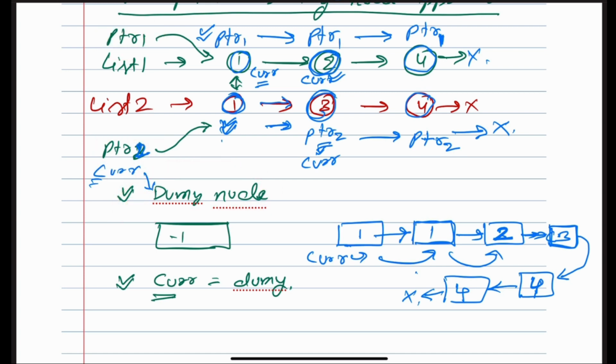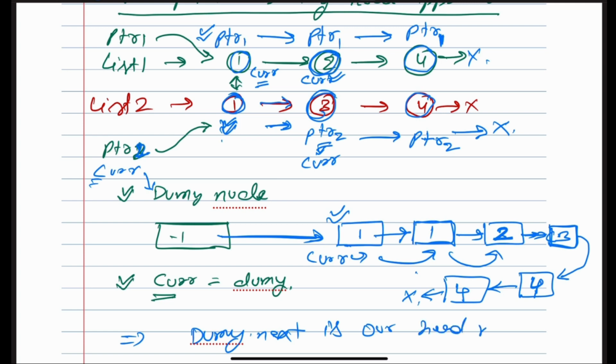And once this is solved, what we have to do, how are you going to return the head of this resultant linked list? You know this dummy node is still pointing to this, right? The dummy node is still pointing to this. So what we can do, we can say dummy dot next is our head node, right? So this is the way we can solve this problem using two pointer and a dummy node approach.